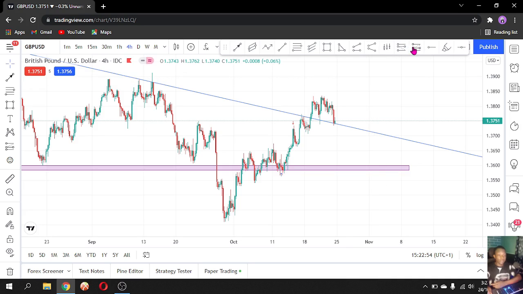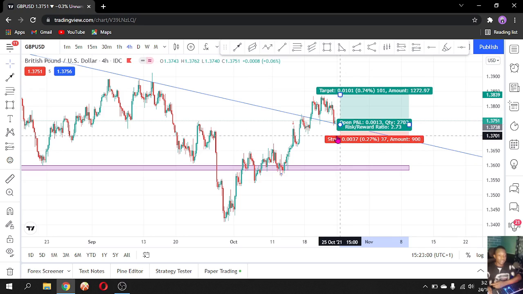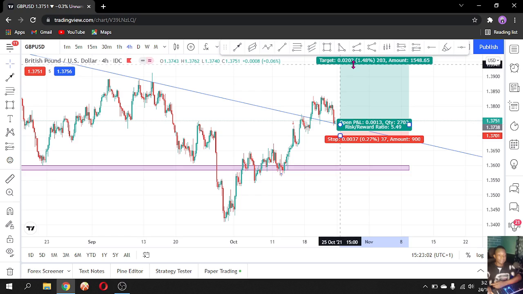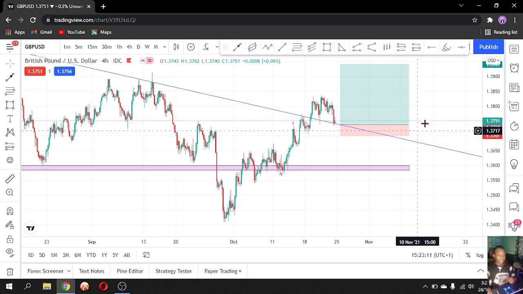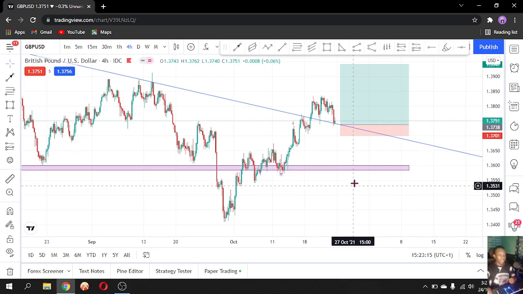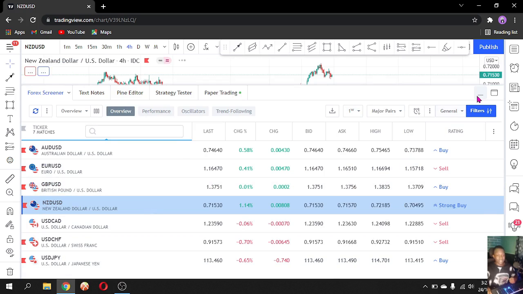So look for a buy setup. If I was you, I'll set up my buy setup like this, and my stop loss will be here, and then I'll have my entry here. That is, only if we have a buy signal, then we enter the market on a buy position. And the next currency we will look at is New Zealand USD.